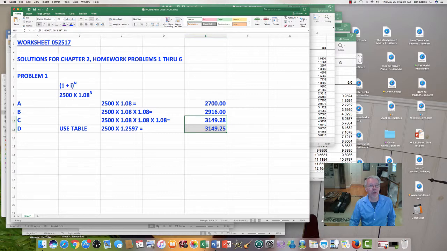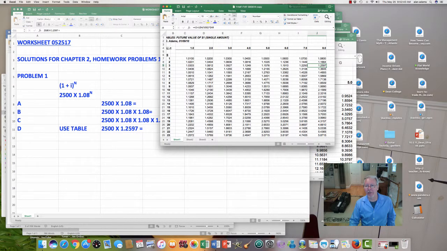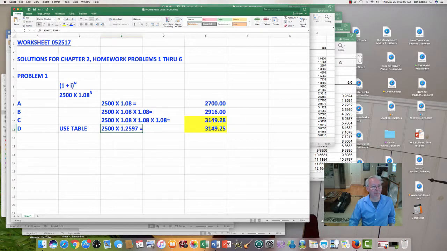314925, 314928. Are we going to worry about the fact that we're off by a couple of pennies? No, we are not. The reason for that is because that 1.2597 is actually 1.259 something. I can demonstrate that by coming over to this table and making that number bigger with more decimal expansions. It's actually 1.259712, and that is why we get rounding differences that we can certainly accept.